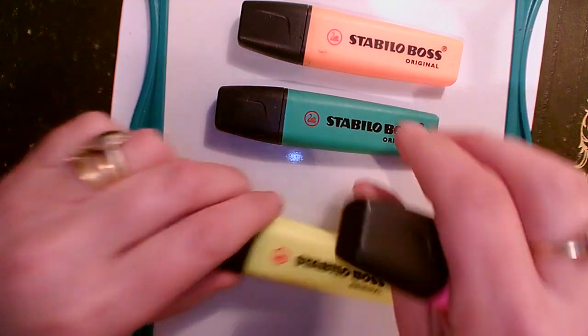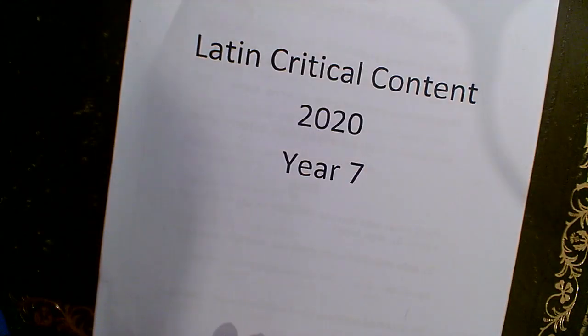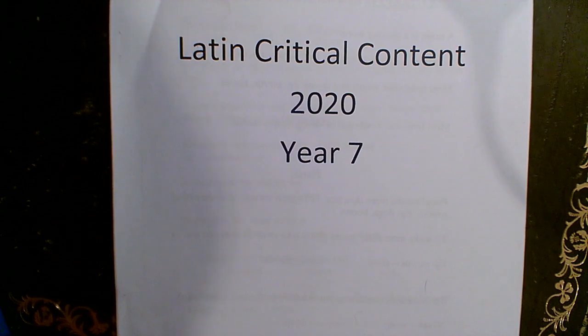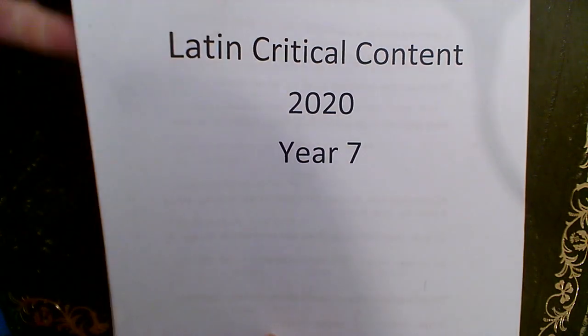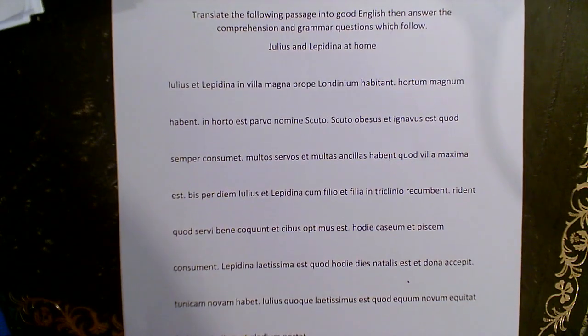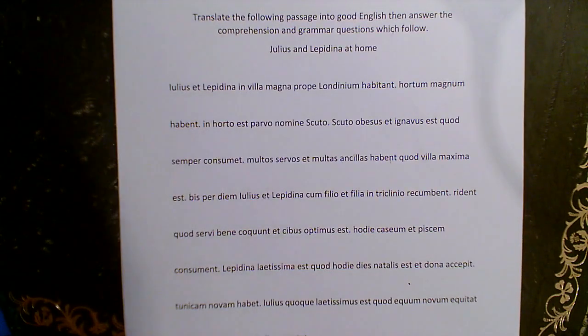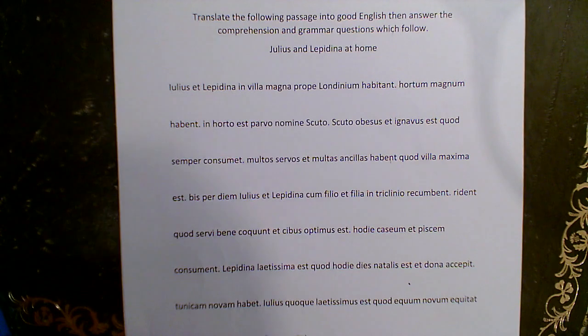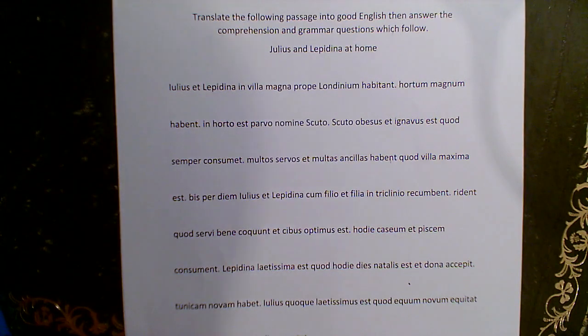The other thing that you will need is a piece of paper. I've got my whiteboard here to help me. You will need your Latin critical content booklet, and you will need a copy of the translation that has come home for you. Okay, so how do we do translation into English?